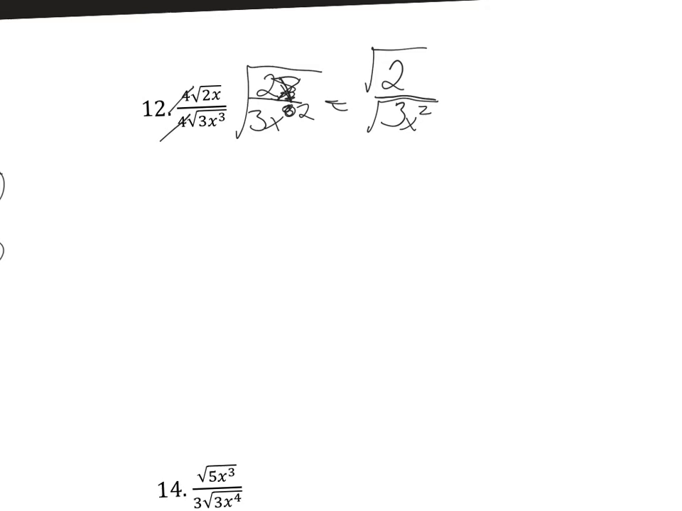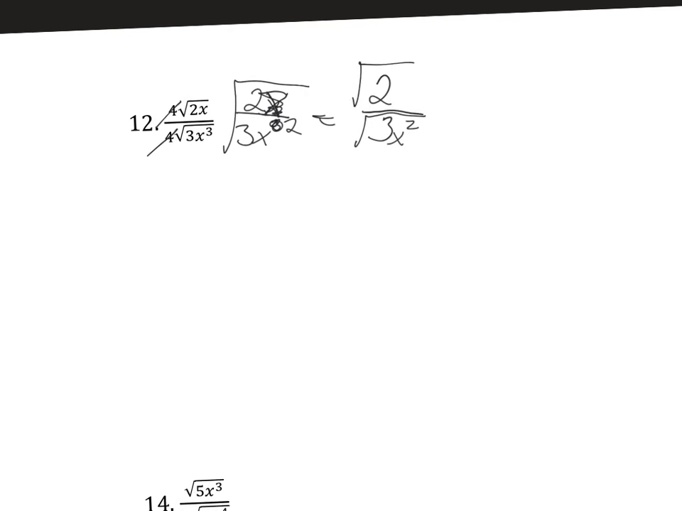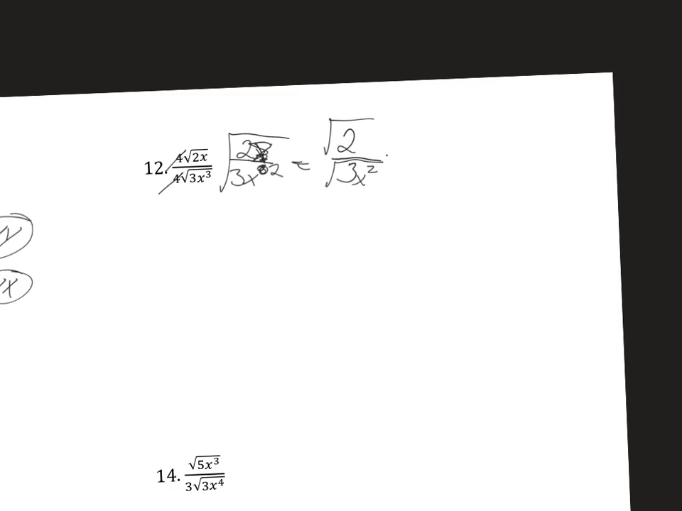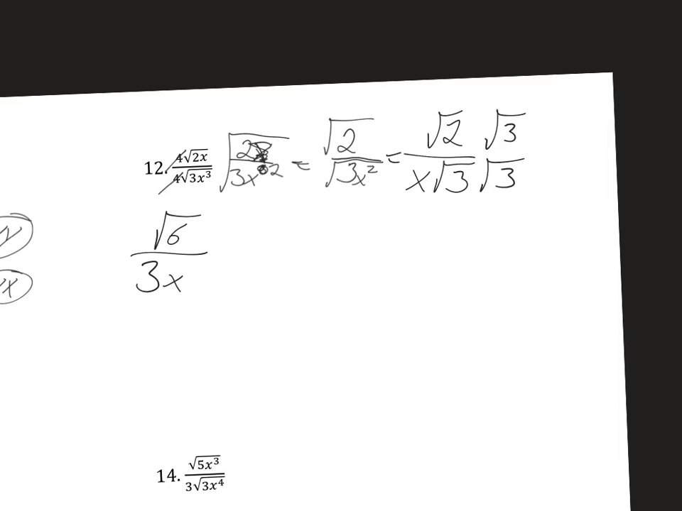I can take out this x squared because the square root of x squared is just x, so now I have radical 2 over x radical 3, and again, can't have a radical on the bottom, so we're going to multiply the top and the bottom by that radical 3. So we have radical 6 over 3x. That is my final answer.